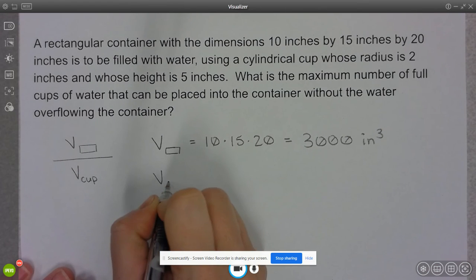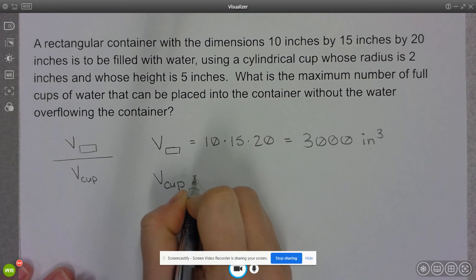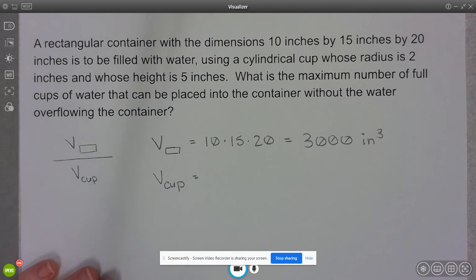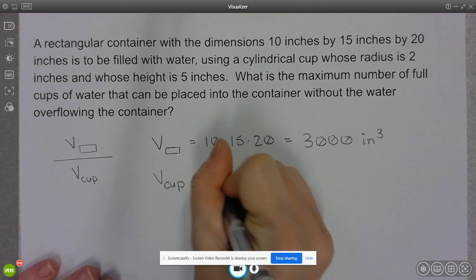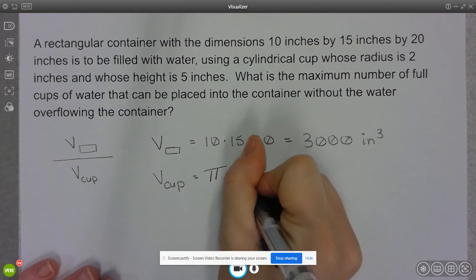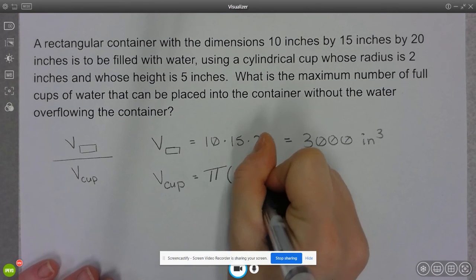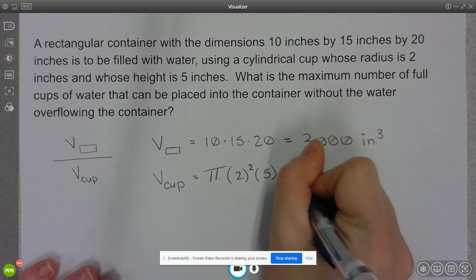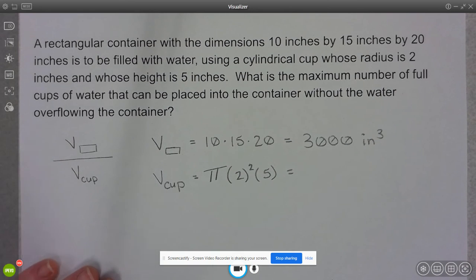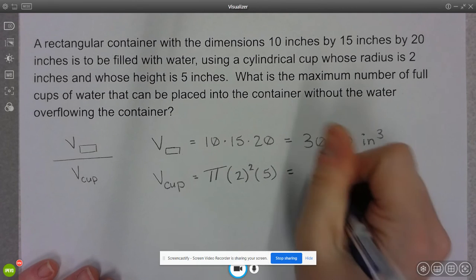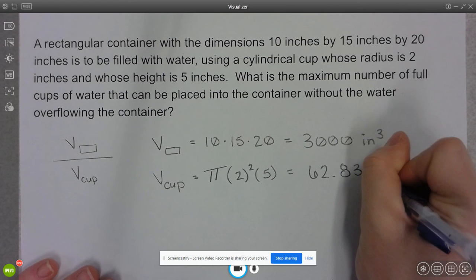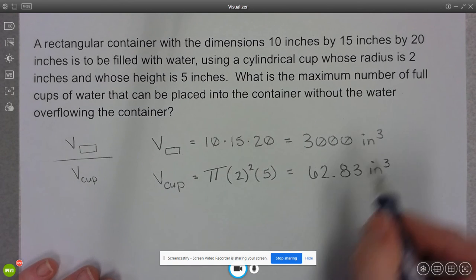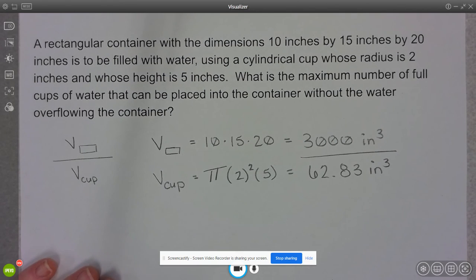The volume of the cup, since it's a cylindrical cup, I need the cylindrical volume formula, which is pi r squared times height. The radius is 2, so I'm going to square 2, and the height is 5. And I would just put it in my calculator, literally exactly like that, parentheses and all. And this is about 62.83 cubic inches. And I'm literally just dividing those two numbers.